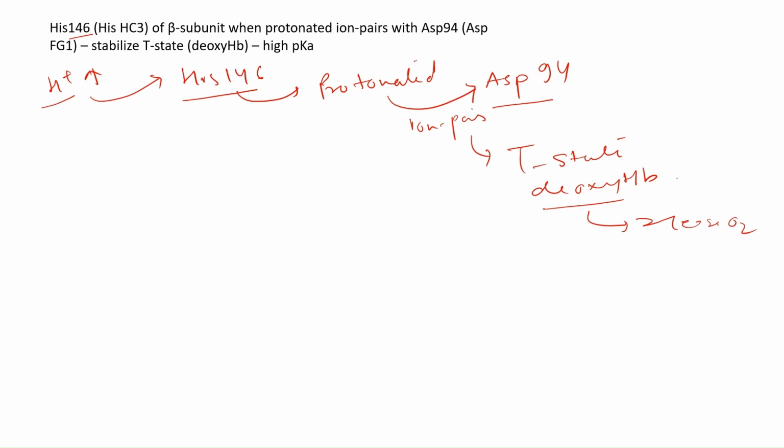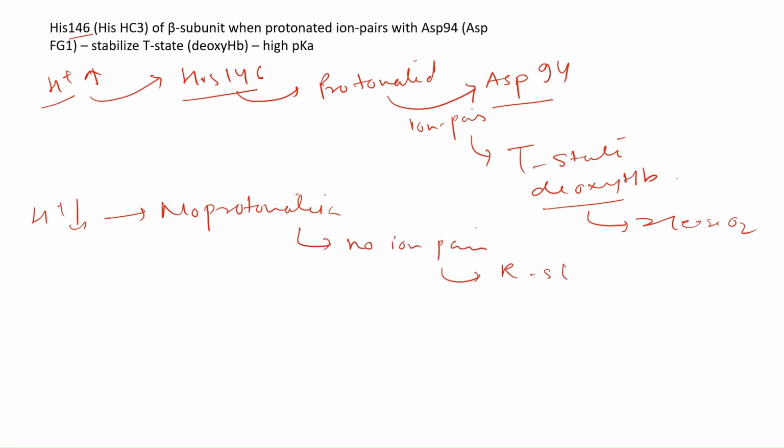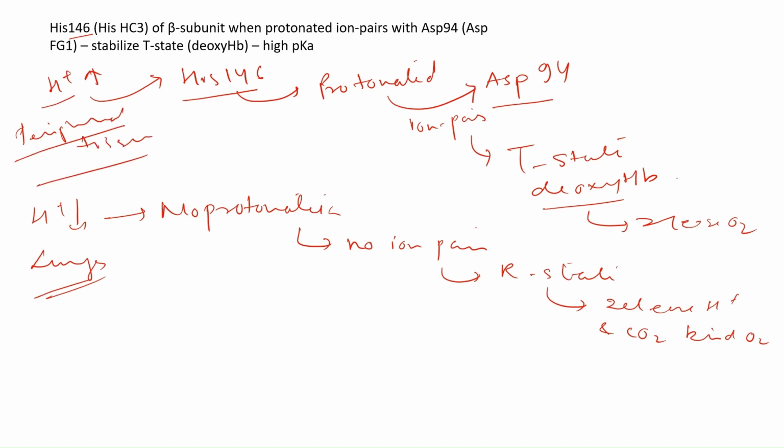So, what is happening at the molecular level? More H plus in the peripheral tissue means it will protonate histidine 146, which will form the ion pair with aspartate 94, stabilizing the T state, that is deoxyhemoglobin state. That means in the peripheral tissue, the hemoglobin will release oxygen. What happens in the lungs? H plus is less, so no protonation. No protonation means no ion pair. No ion pair means R state is stabilized. That means they will release H plus and CO2 and bind oxygen. So this is the condition in lungs. The above one is the condition in peripheral tissues. What is the pH in lungs? 7.6. What is the pH in tissues?